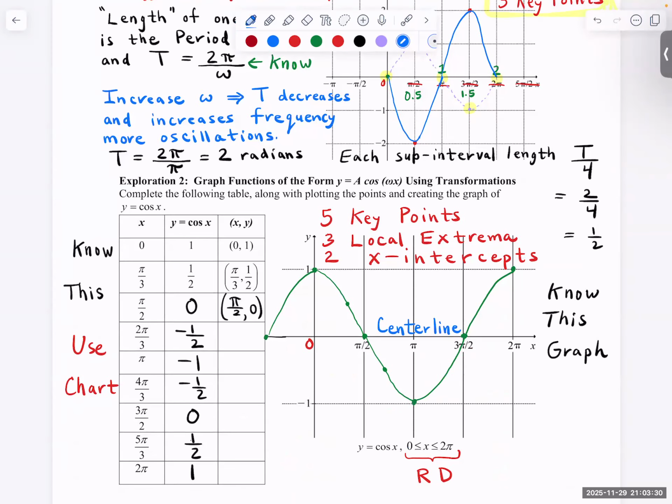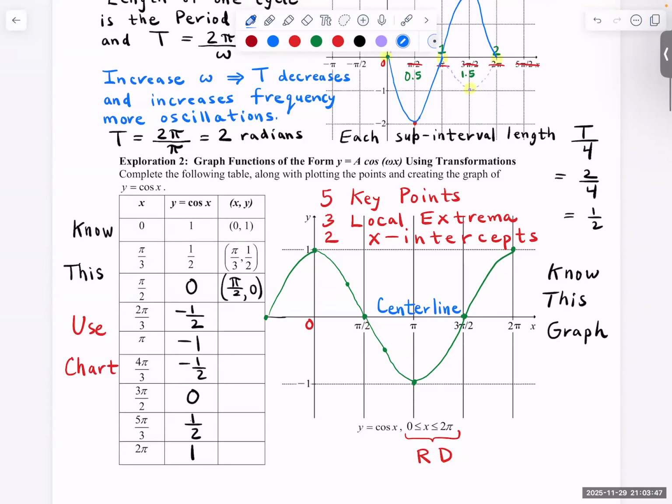Exploration 2. Graphing functions of the form y equals capital A as the coefficient, cosine of omega x. So the argument is omega times the angle x, which may be in radians. Complete the following table along with plotting some points and creating the graph of y equals cosine x, one cycle of cosine x.